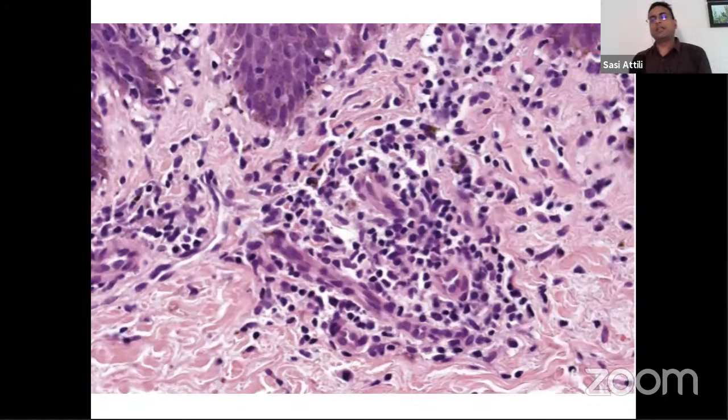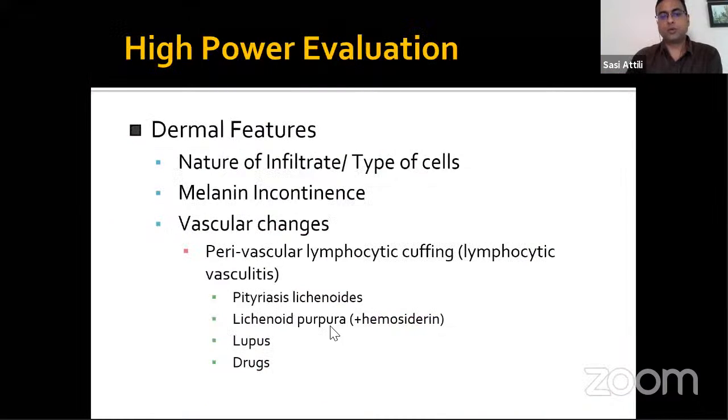So the next thing we look at in the dermis is the vasculature. Now this particular feature, lymphocytic cuffing around the capillaries, is usually seen in a number of interface dermatoses, including pityriasis lichenoides, lichenoid purpura, lupus, and drugs. So look at the vascular changes, but these are usually the superficial and deep infiltrates. So this comes in the low power itself. You've noticed that there's superficial and deep infiltrate, and then you've seen perivascular cuffing. Then you narrow down the differentials to these four.